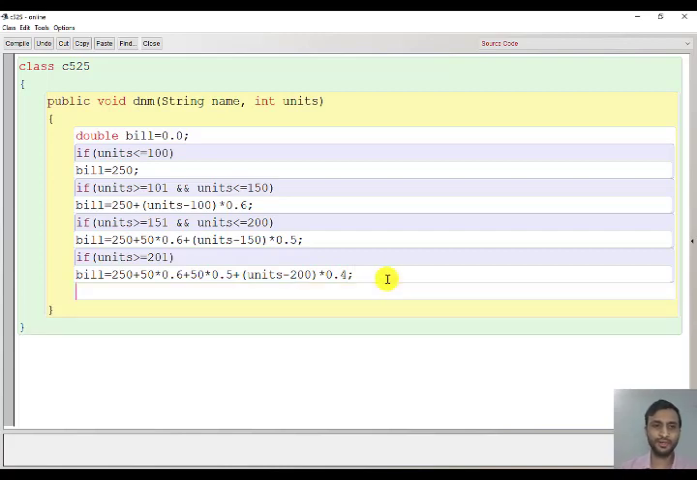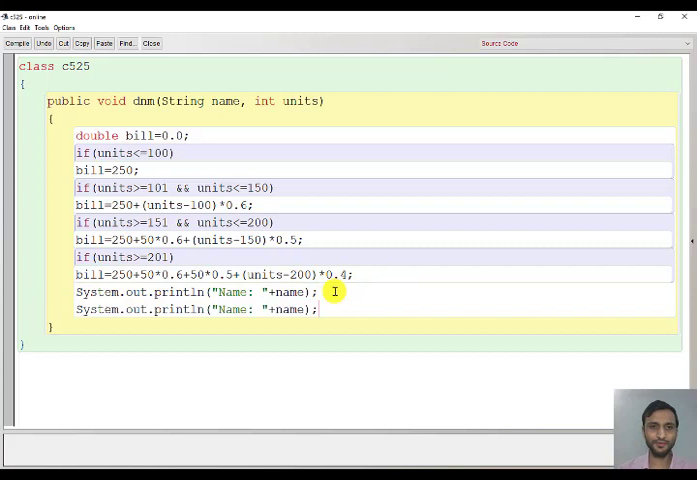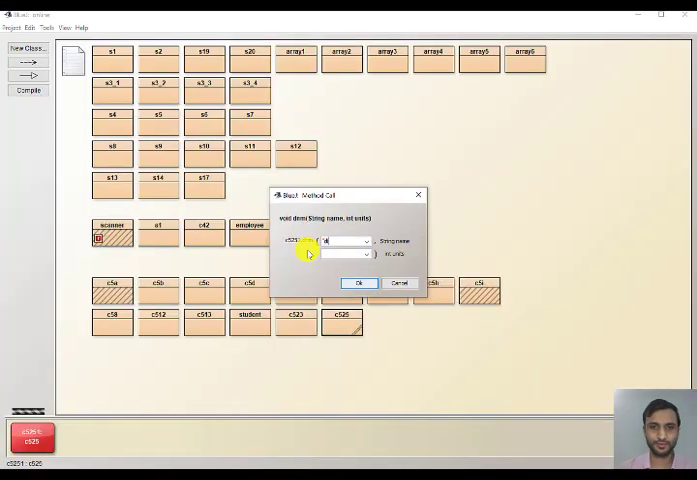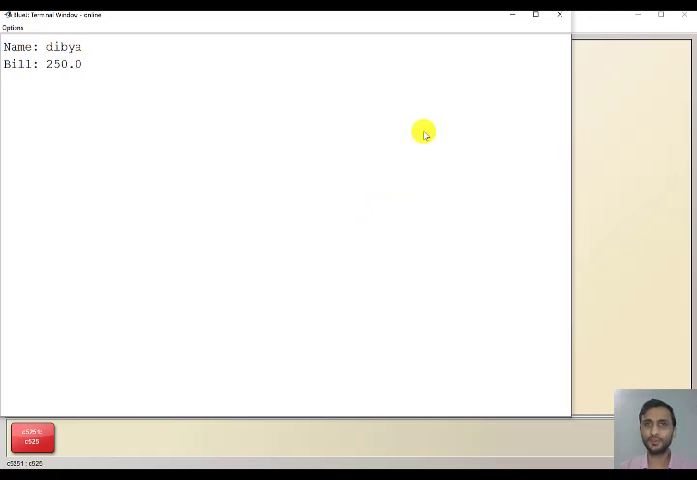So we have calculated the bill, then we'll print it. System.out.println, first we'll print the name, and then we'll print the bill. Okay, let us run this program. Let the number of units be 34. We're getting 250.